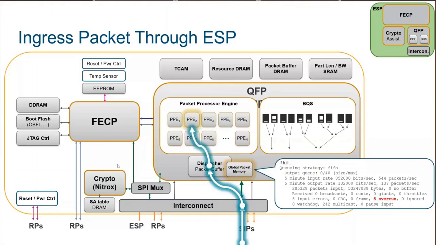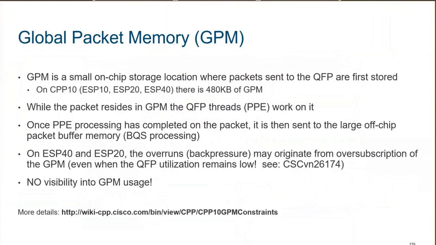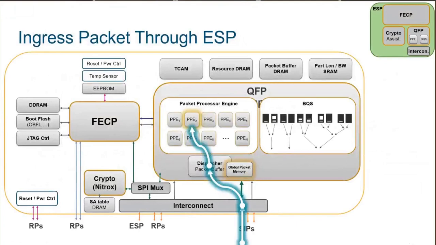And now once the packet is in this buffer, the PPEs will process those packets. The global packet memory is the on-chip location where we can buffer the packets before the PPEs can process them. Once the PPE has completed its processing on the packet, it is sent to the larger chip, that is the buffer DRAM. And once from the buffer DRAM, the BQS will take over the packet and it will schedule the queue and schedule the packet accordingly.